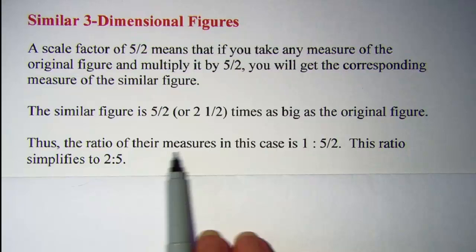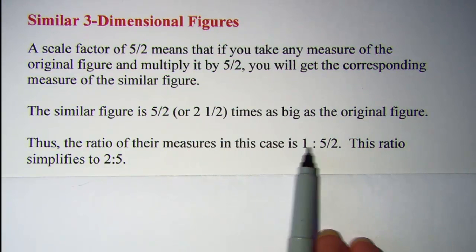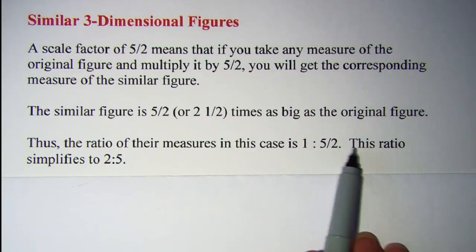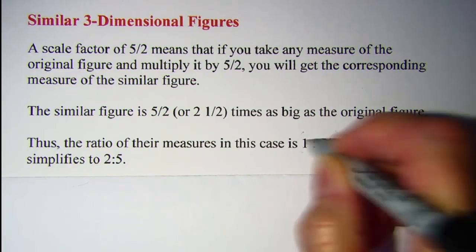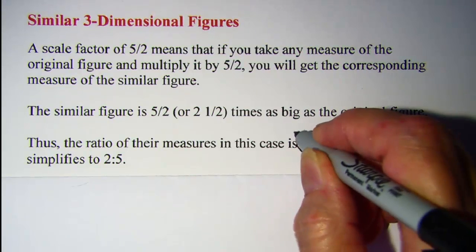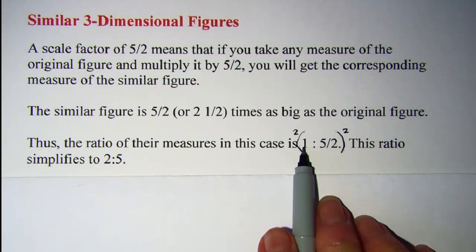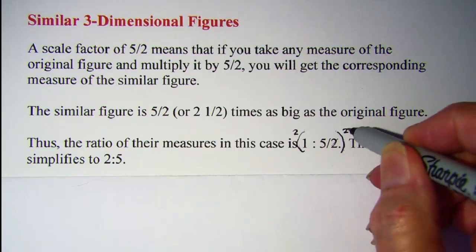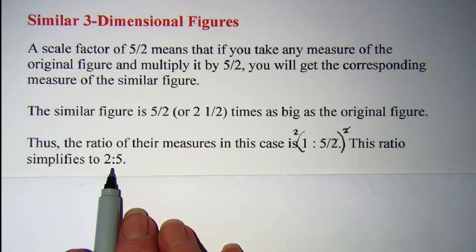Thus, the ratio of their measures in this case is 1 to 5/2. This ratio can be simplified by multiplying both sides of the ratio by 2, and we have 2 to 5 because the 2's cancel. So this ratio simplifies to 2 to 5.